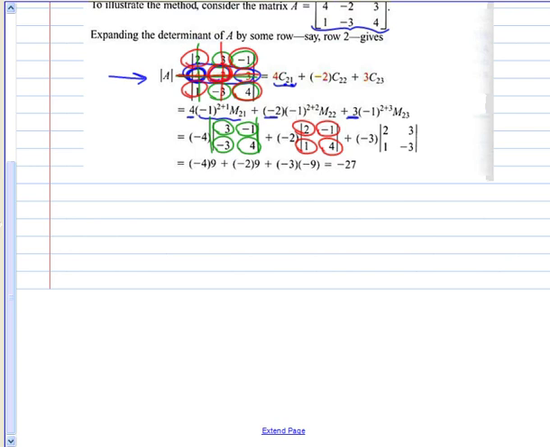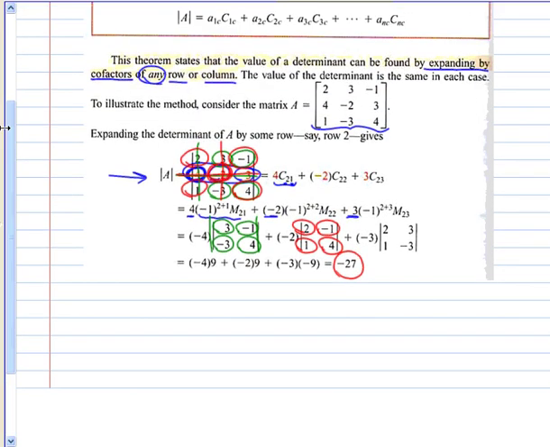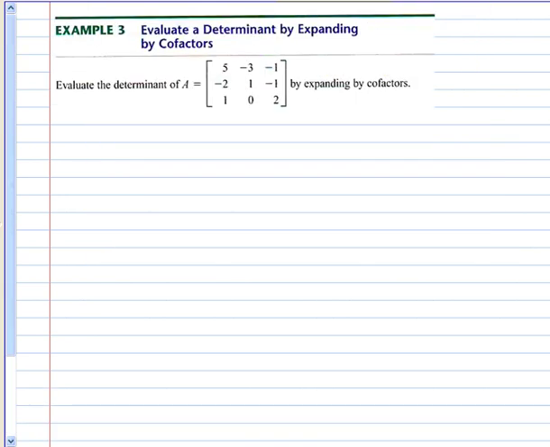We follow that pattern. So they went ahead and simplified this all out, and they said, hey, we ended up getting a determinant of negative 27 for this 3 by 3 matrix. So let's try it. Evaluate a determinant by expanding by cofactors. All right, so we want to find the determinant of this matrix.